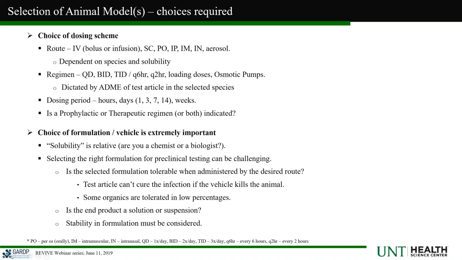Choice of formulation is important. You want to have a soluble compound. It's tough to do. Solubility, when we look at certain molecules that haven't had it done, is relative.